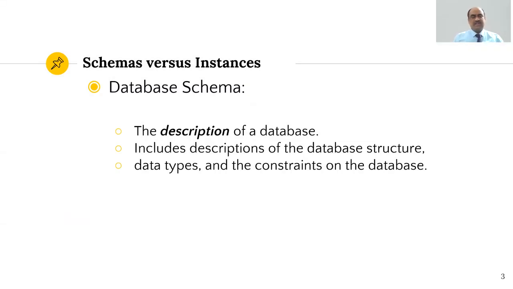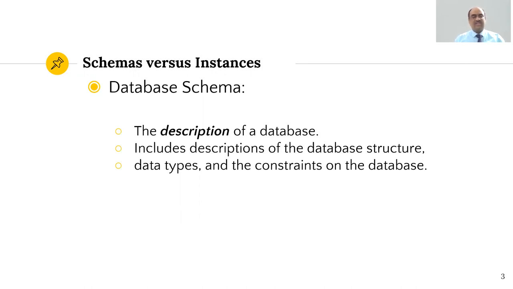Before going into detail about the three-schema architecture, you should have a thorough knowledge of what schema and instances are. The simple definition of schema is that the overall design of a database can be called a schema. That means the brief description of a database. This description also includes the definition of the database structure, its corresponding data types, and also the constraints on the database. And the instances at a particular time, that is, the current state of the database, are called instances.